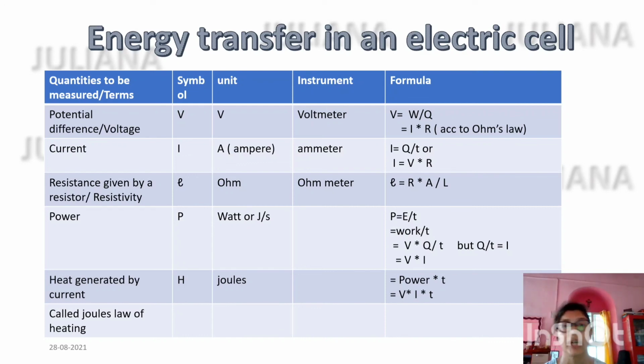So power is V into I. Heat generated is equal to power into the time. How much power is being used and for how long will give you the heat generated by electric current. So it is equal to power into time. Now power is equal to voltage into I, V into I, which we have just seen in the previous formula, into time. Therefore heat generated can be potential difference into current into time.